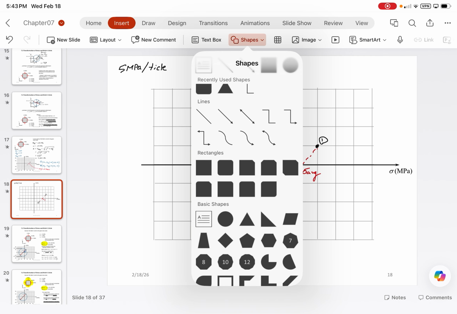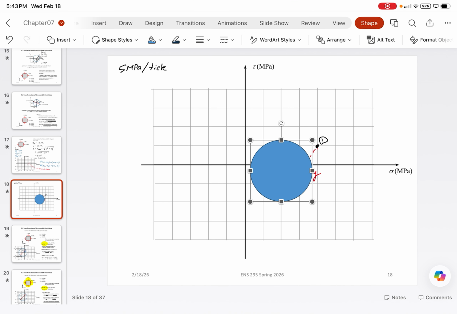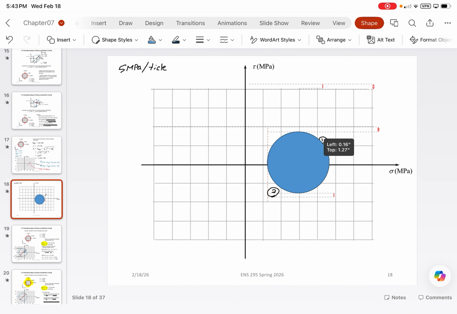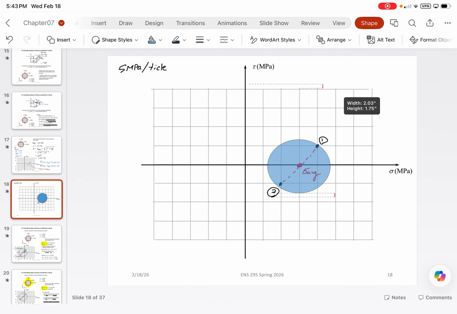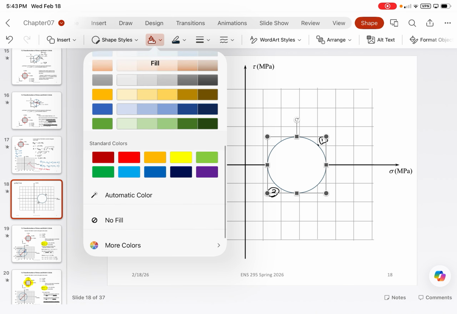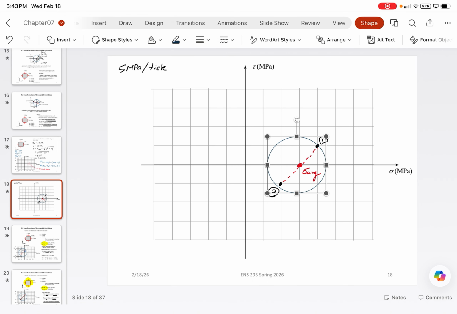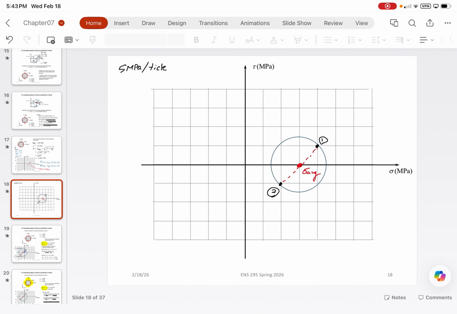So I'll take a nice circle here. Let's see, and maybe connect these two together, just like that. And then maybe, how do I get rid of the fill? No fill. And just connect everything just like that. Close enough circle, right? Good enough?